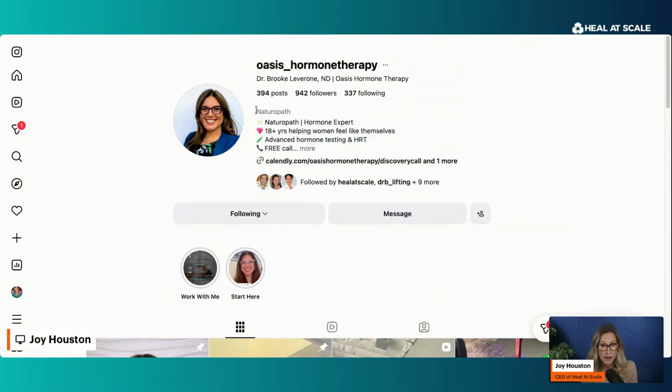Because if this said, hormone expert with 18 years experience, and then it said, helping women optimize hormones to gain muscle mass while dropping belly fat, have natural energy, and enjoy stable moods. Let's say those were the three things that her people wanted. I would love to see those things up here so that people are like, oh, hot damn, I am in the right place.